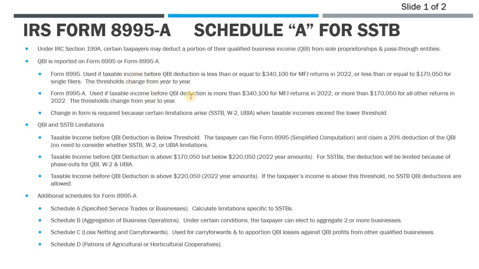And then in addition to that, I've got two slides here. The first one covers some background on the QBI deduction, the 8995A, and then the second slide covers more details on the fact pattern itself.